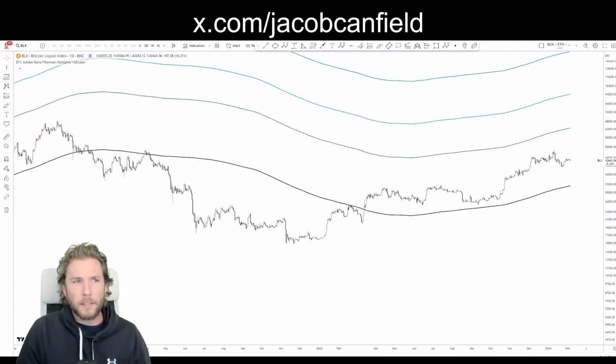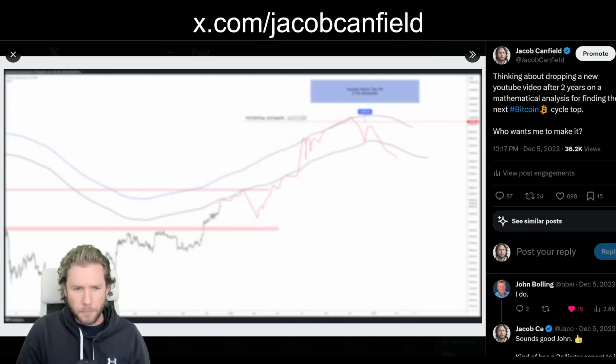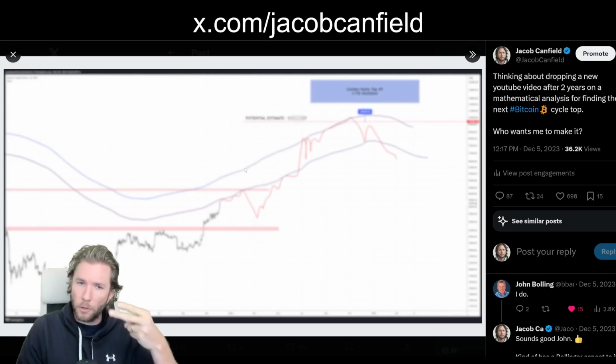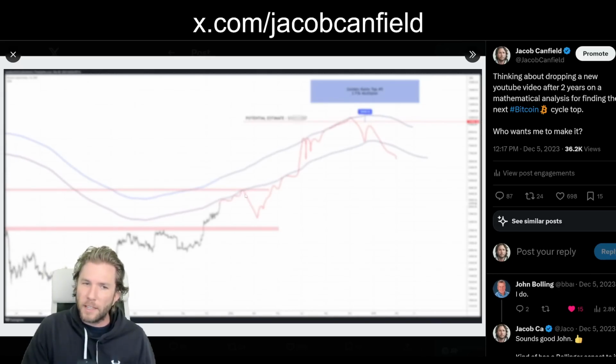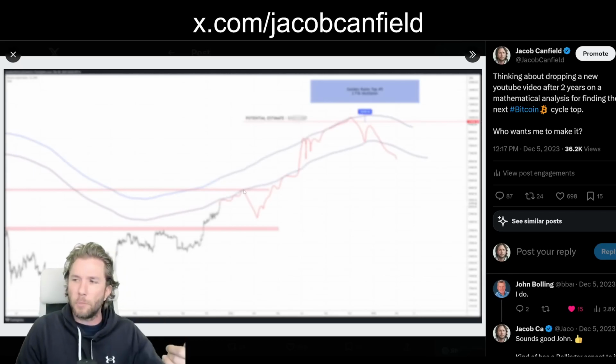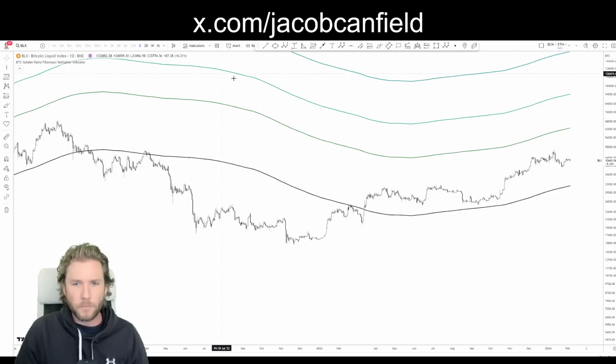So when we go back to that image that I showed, these two lines are actually two of the golden ratio multiplier bands. This is the one that I just showed you, but this one, I was predicting that this was going to act as some sort of a resistance band. And then this red level here, this is actually the 61.8 level that I've been kind of hinting at on Twitter for quite some time.